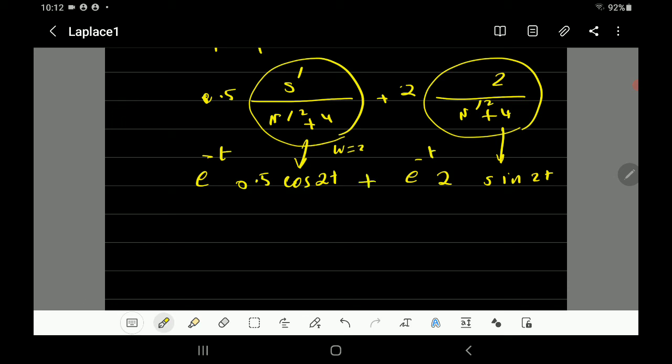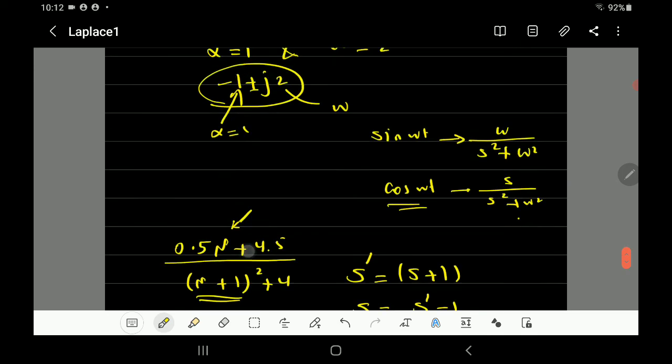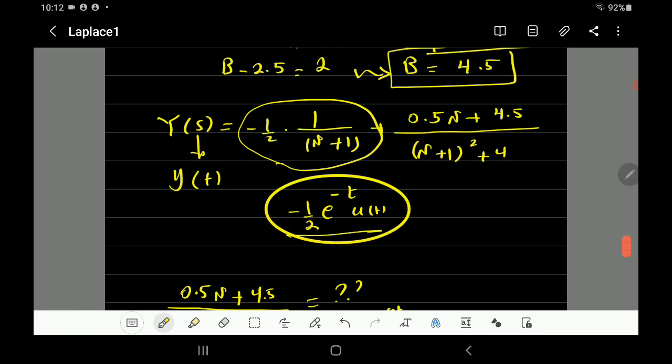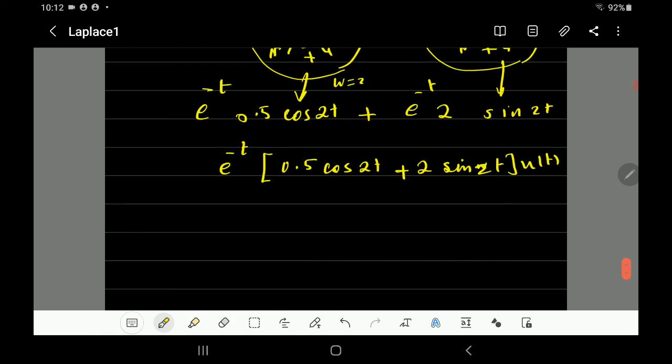So the second part of y(t) you can write like that: e to the minus t as a common factor multiplied by (0.5 cosine 2t plus 2 sine 2t) u(t). That's only the second part. And you have the first part. Where is the first part? Yes, this one: minus half e to the minus t u(t).